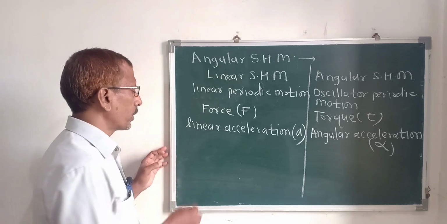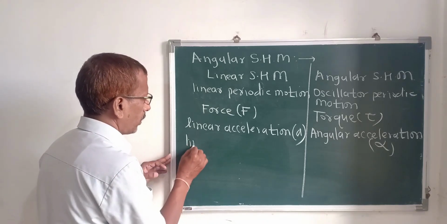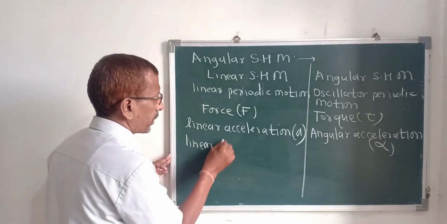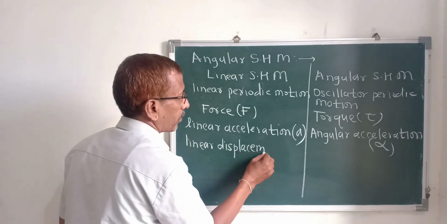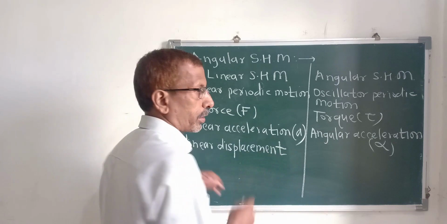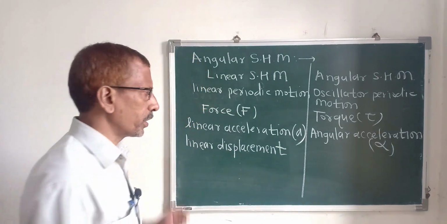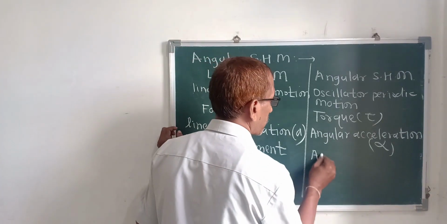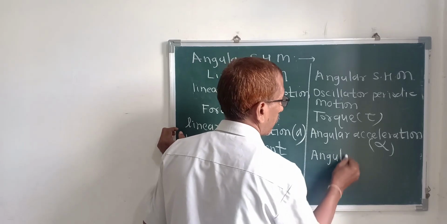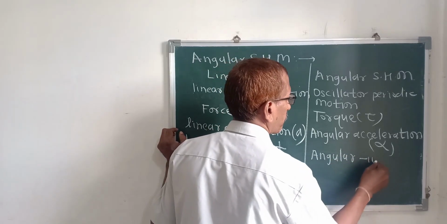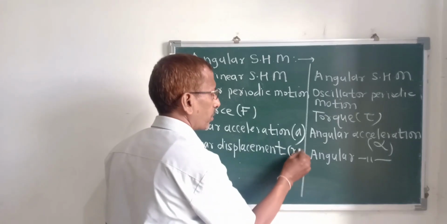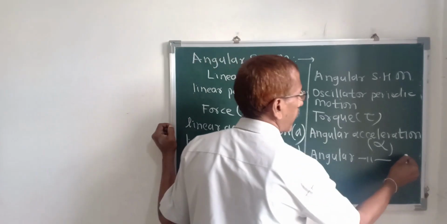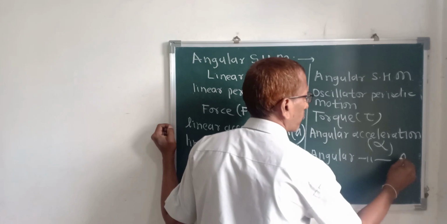In a linear motion, we consider linear displacement. Here we have to consider angular displacement. Linear displacement we denoted by x. Here angular displacement is denoted by theta.